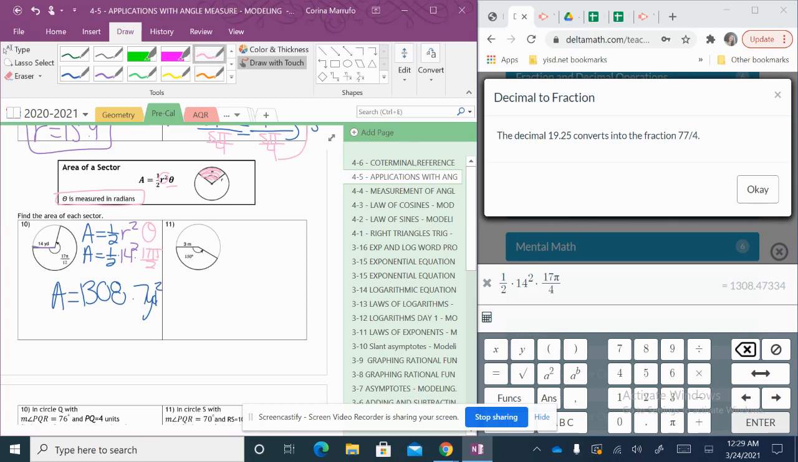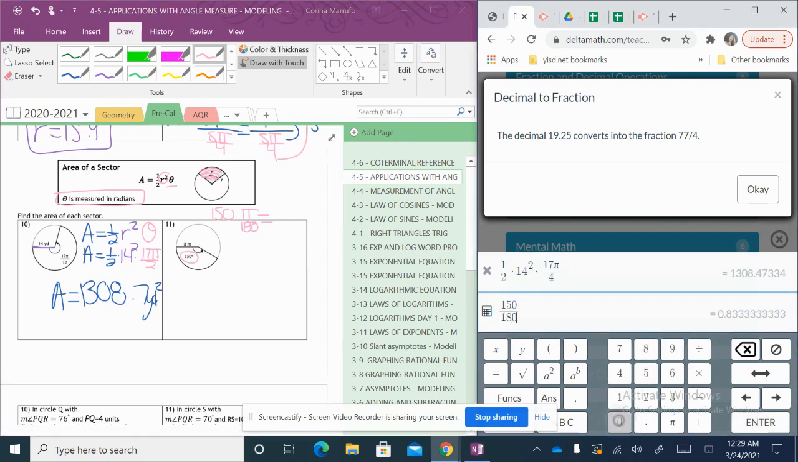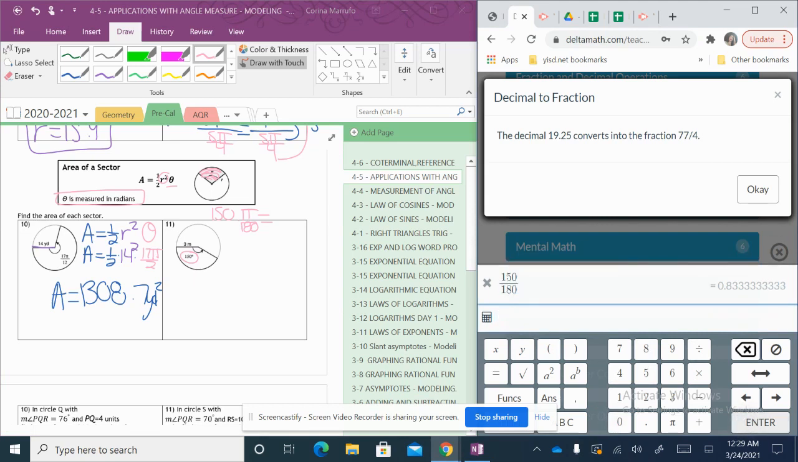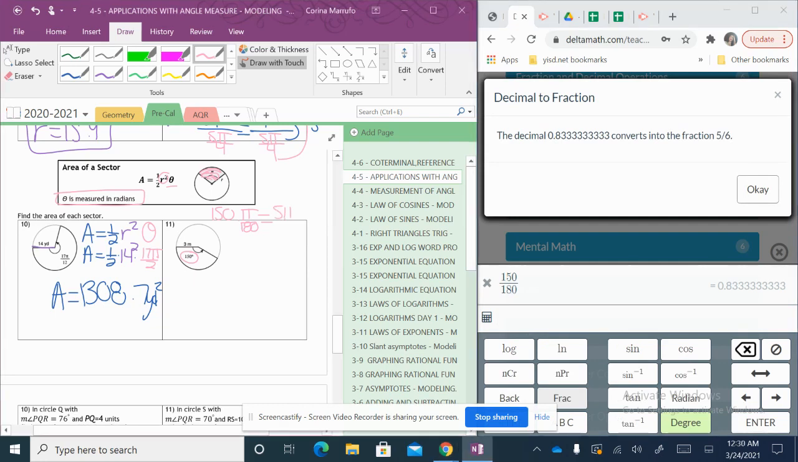Okay, this next one, remember, our formulas are not made to be with degrees, so I do need to change that to radians. So we multiply it times pi over 180. And then if I put in my calculator, 150 divided by 180, enter. That gives me a weird number, so I'm going to have to change that into a fraction, and it gives me 5 over 6. So it's going to give me 5 pi over 6.